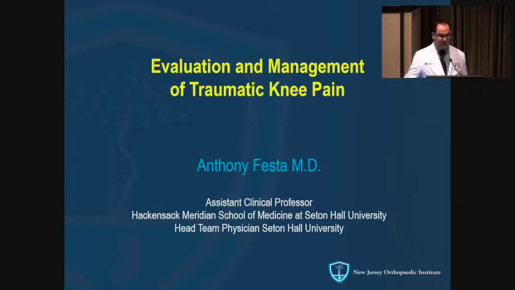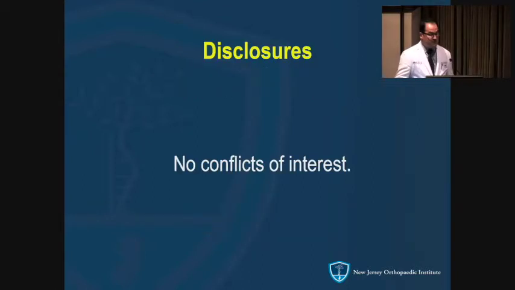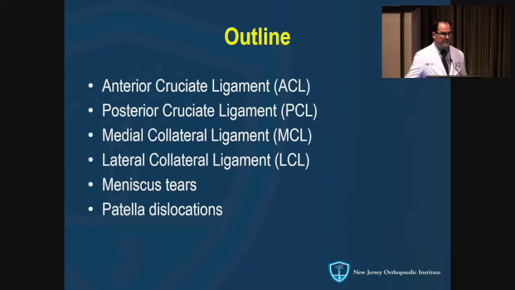So the title of the talk today is Evaluation and Management of Traumatic Knee Pain. I have no conflicts of interest to disclose. What we're going to get through today is a discussion of injuries of the four main ligaments of the knee, the ACL, PCL, MCL, and LCL, as well as traumatic meniscal tears and traumatic patellar dislocations.